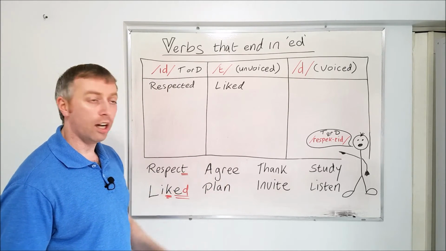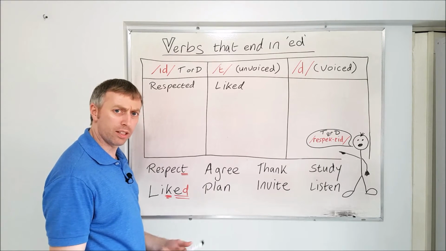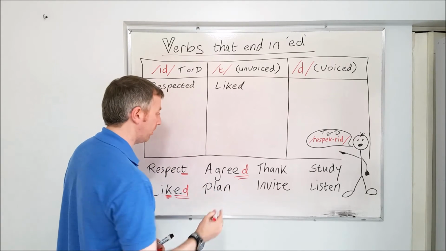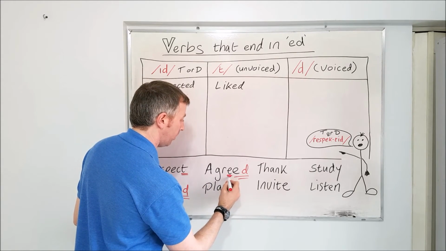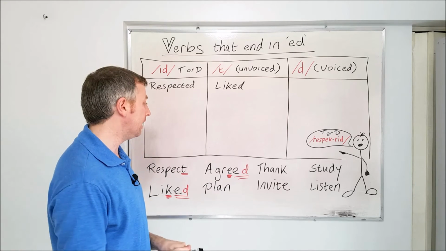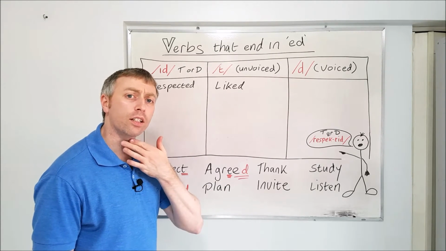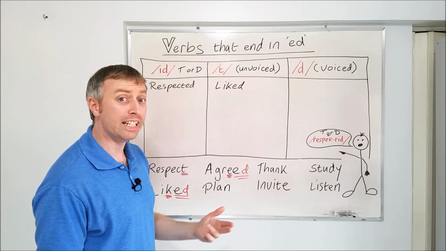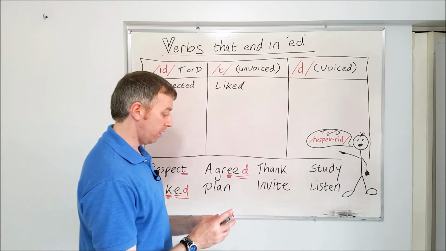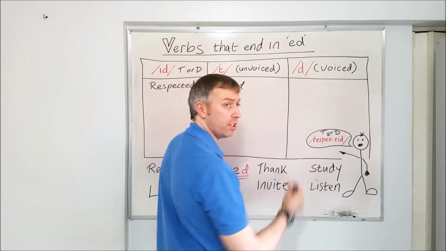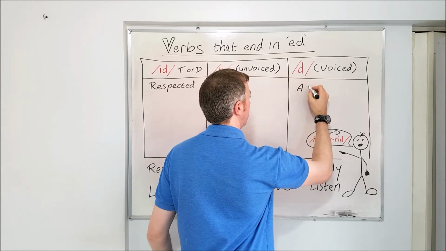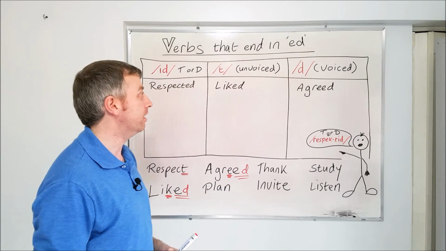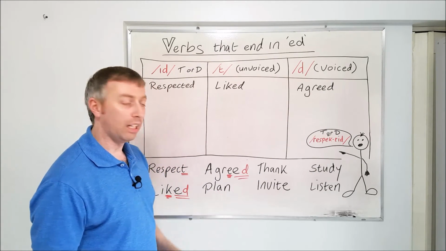Let's look at this word, agree. Okay, so same as the last one, the D would be here. We forget about this part, and we focus on the E. So this is E. Can you feel vibration? E. There's definitely vibration when we say E. So agree has to be a voiced sound, so it goes in here. Agreed.